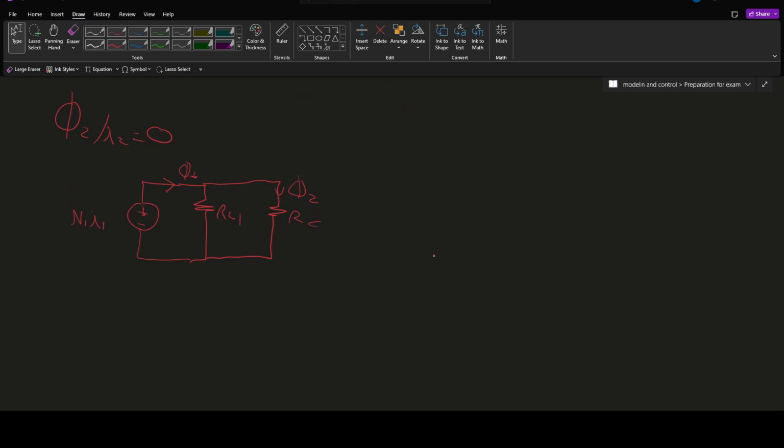So similarly to before, we can say that the flux phi 2 when I2 is equal to 0 is just N1 times I1 over RC. We can say that because these two are in parallel, so, as an analogy for voltage, the MMF through each one is the same. So the flux through this one is just this.